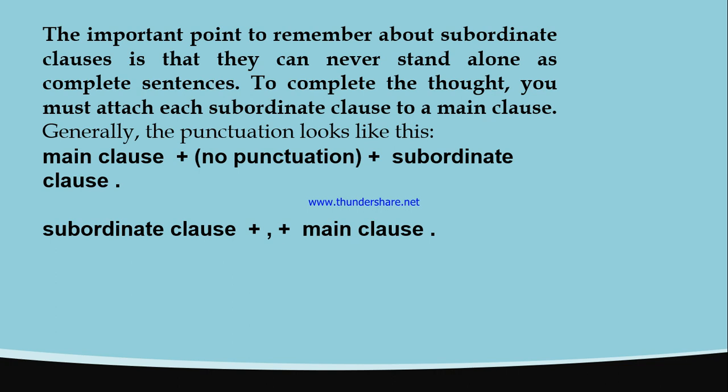Okay. The important point to remember about subordinate clauses is that they can never stand alone as complete sentences. To complete the thought, you must attach each subordinate clause to a main clause. Generally, the punctuation looks like this: main clause plus no punctuation plus subordinate clause. Subordinate clause plus comma plus main clause. ठीक है? Subordinate clause पहले लग रहा है, अगर उसके बाद you'll put a comma and then you'll put a main clause.